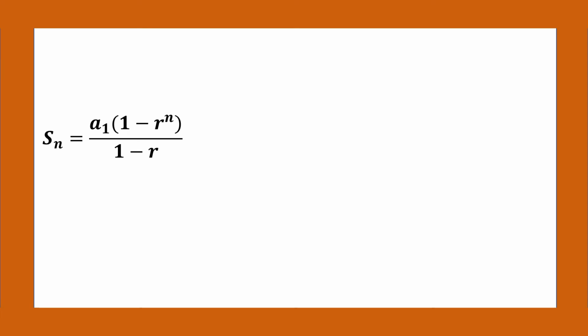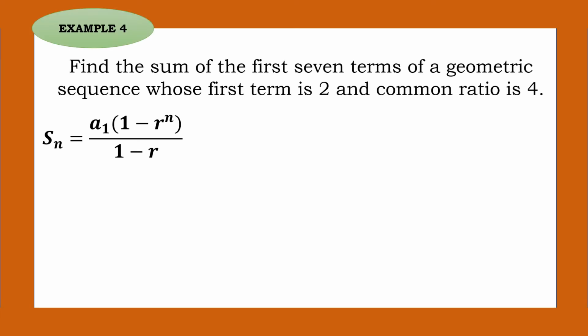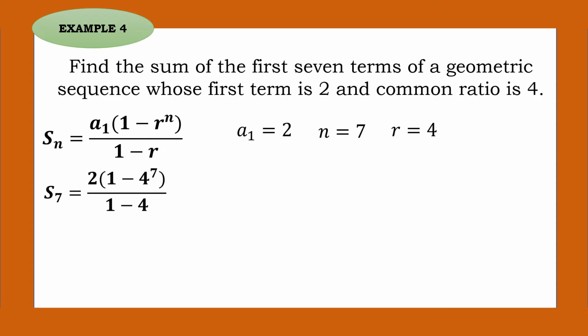Try to deal with solving the finite geometric series. Example number 4. Find the sum of the first 7 terms of a geometric sequence whose first term is 2 and common ratio is 4. Identifying a sub 1, which is the first term, equals 2. n, or the number of terms, is 7. And r, or the common ratio, is 4. Substituting all these values to the formula, there we have S sub 7 equals 2 times the quantity of 1 minus 4 raised to 7 all over 1 minus 4.